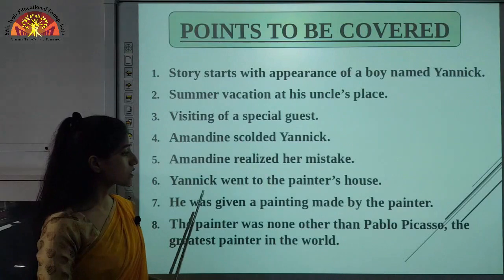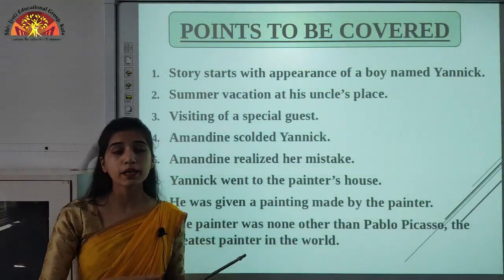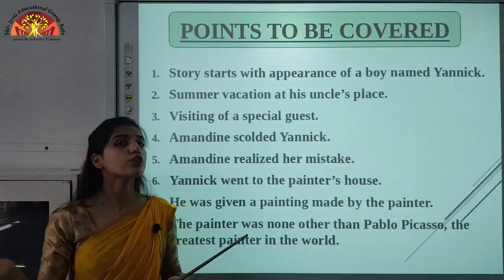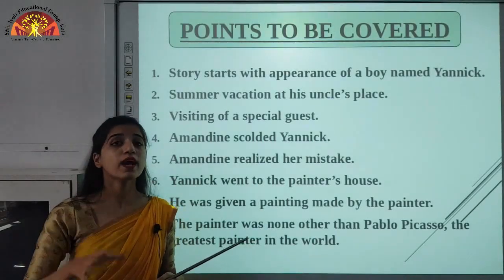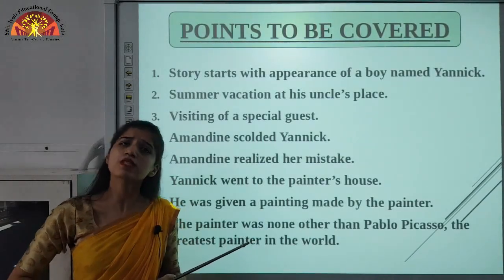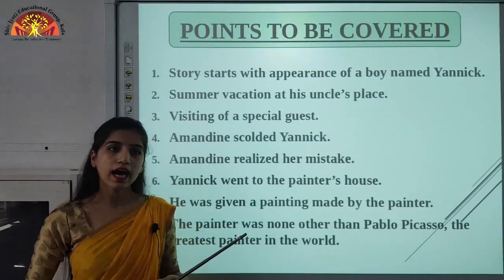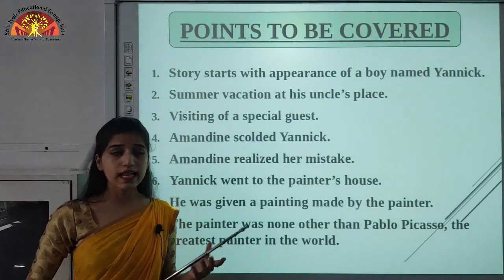Now the seventh point, he was given a painting made by the painter. The painter made a painting for him of sailing boats, because he asked him what thing do you like? So he said, I like sailing boats. And when he went to his place, he asked him, are you Cezanne, the famous painter? The painter replied, yes, can you make a painting for me? So he said, yes, I can.